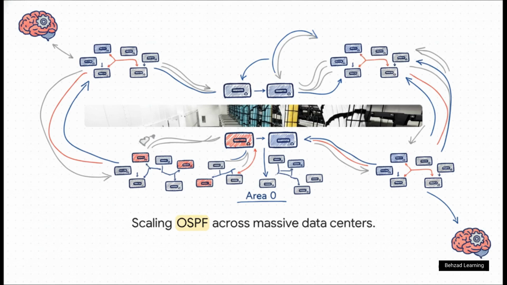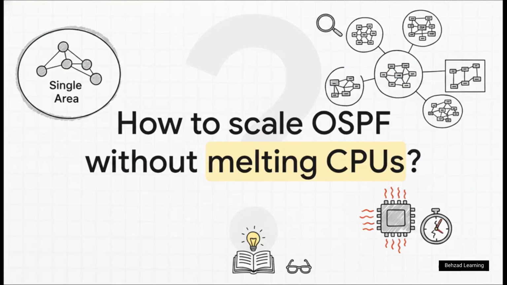Which leaves us with a massive and honestly pretty provocative question to ponder. If a single area handles a small office perfectly, how on earth do we design an OSPF network for a massive enterprise with 900 routers and thousands of subnets without literally melting their CPUs?